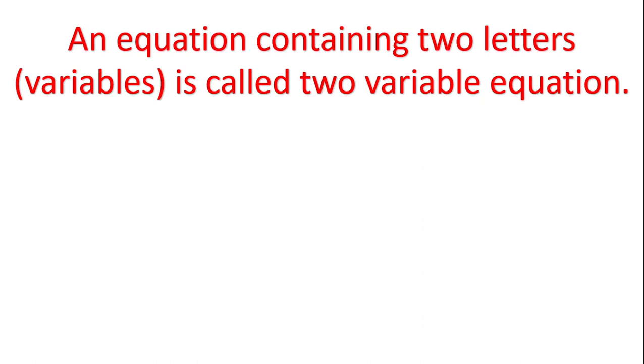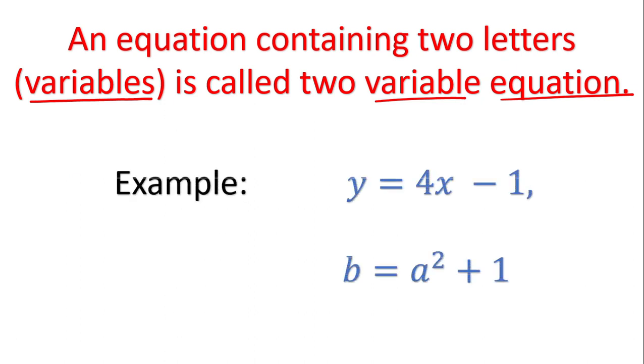An equation containing two letters. Here letter means variable. Okay, so an equation containing two letters or two variables is called a two variable equation. For example, you see here, in the first example I have taken y equal to 4x minus 1. So what variables have I used here? y is one variable and x is another variable.